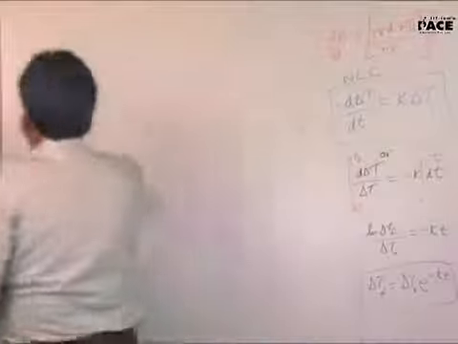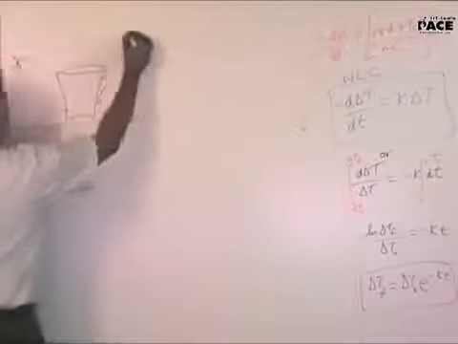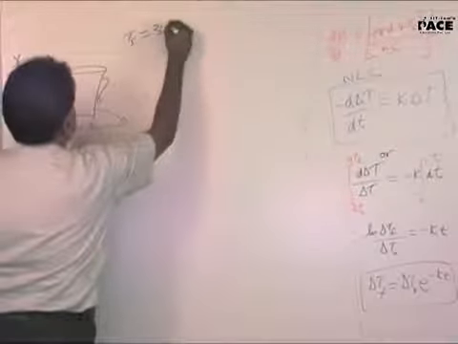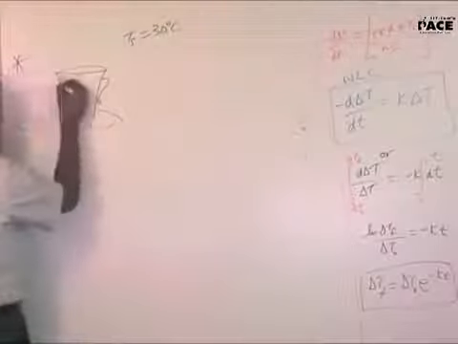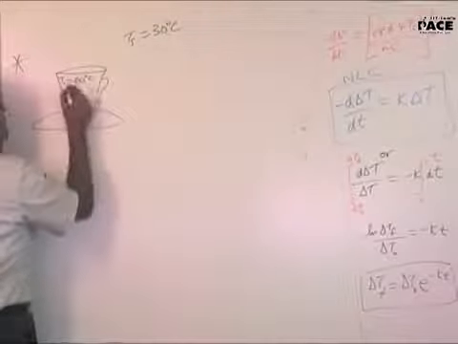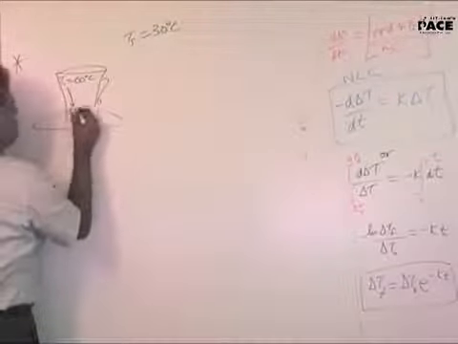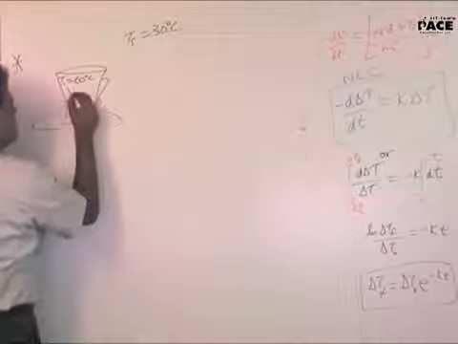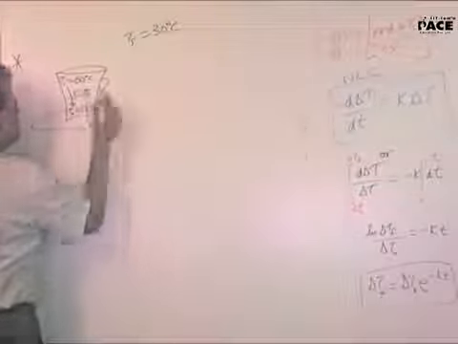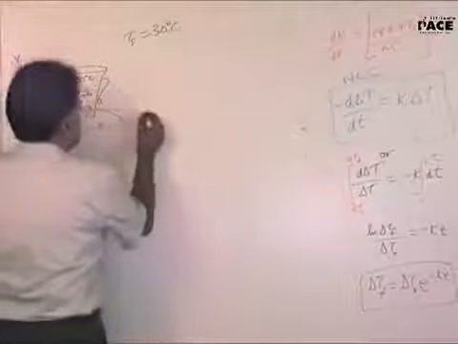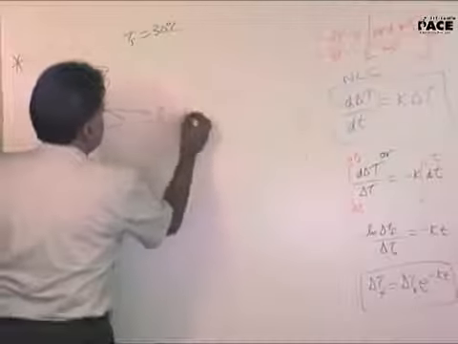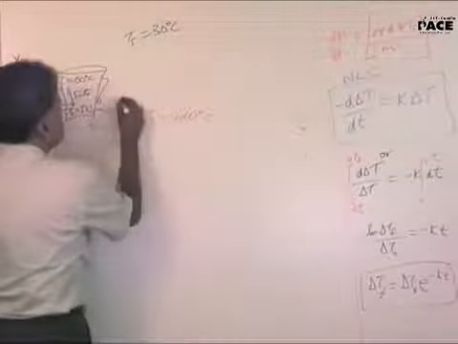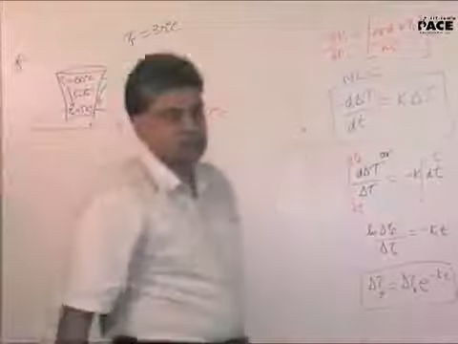Say I have a cup of coffee. The surrounding temperature is 30 degrees centigrade and this T1 is 60 degrees centigrade. It cools down to T2, 50 degrees centigrade, in 5 minutes. My question is, in how much more time will it cool down to 40 degrees centigrade? Let's say this is the question.